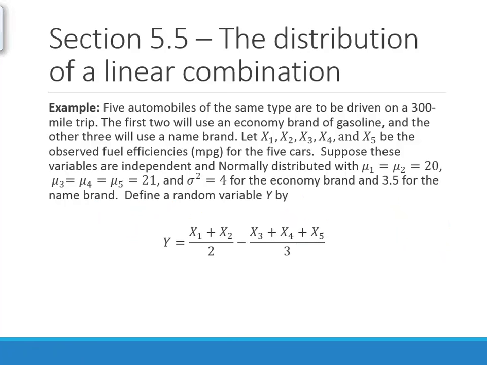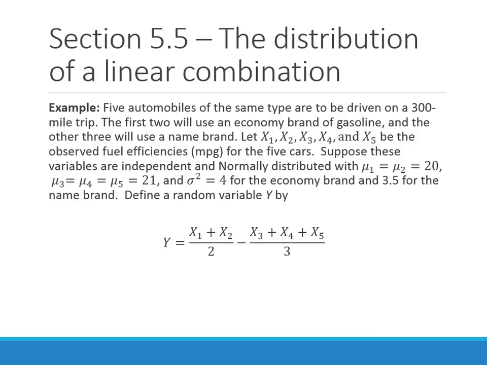So now we're looking at automobiles again. We have 5 cars that are all the same type and are going to be driven on a particular trip. The first 2 are going to use an economy brand of gasoline, and the other 3 will use a name brand of gasoline. So let's let x1, x2 up to x5 be the observed fuel efficiencies. I'm going to take this trip and figure out what the fuel economy is for each of the 5 cars. And we're going to suppose these are independent and have a normal distribution.